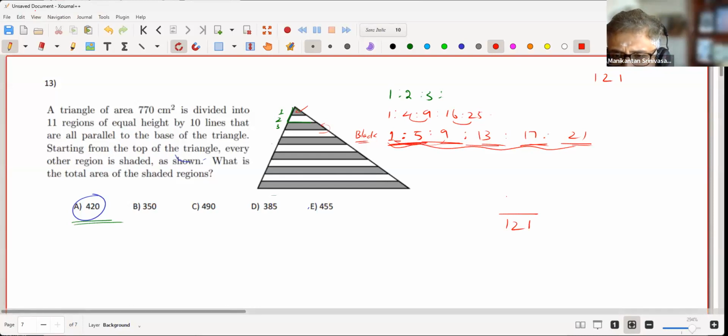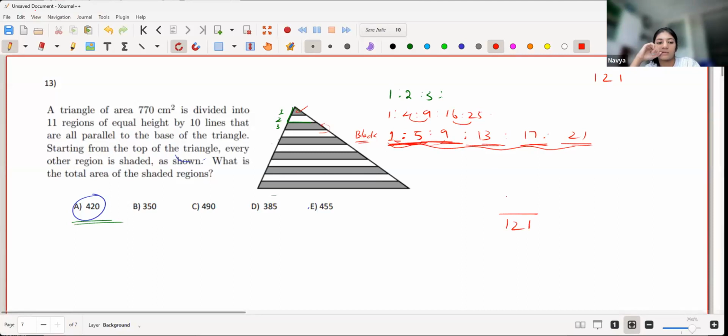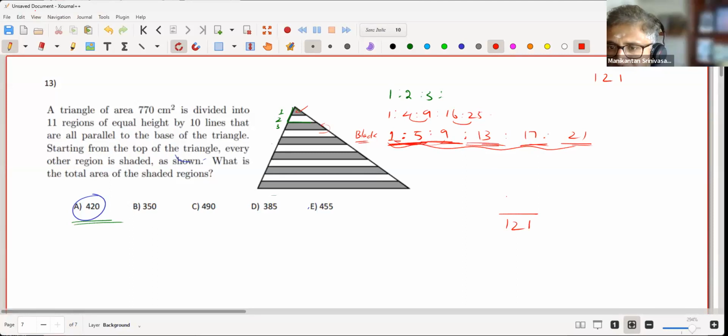See, because 56 is less than half, right? I'm supposed to get more than half. 1 plus 5, it's 66. 66, is it? Okay, 6, 15, 28, 45, 66. Yes. So 66 by 221 and it's 770. Okay, does this make sense, Rohan?